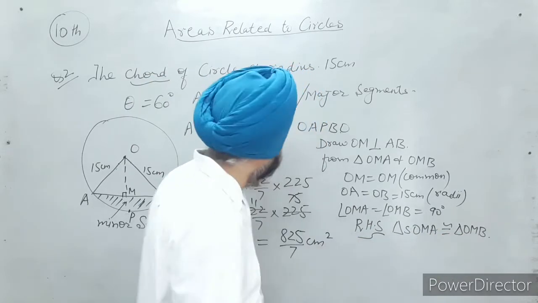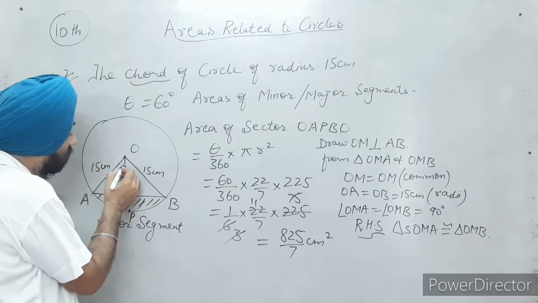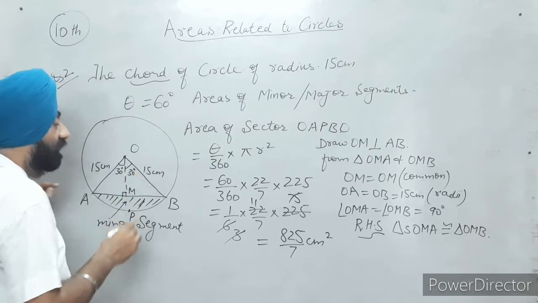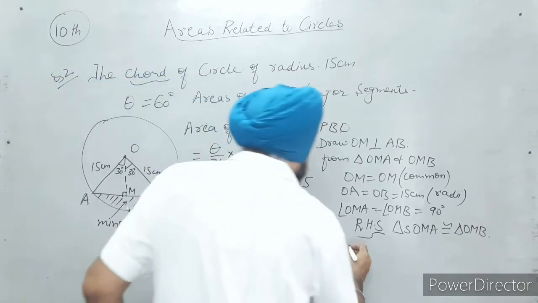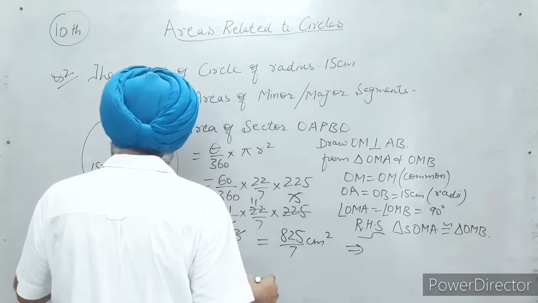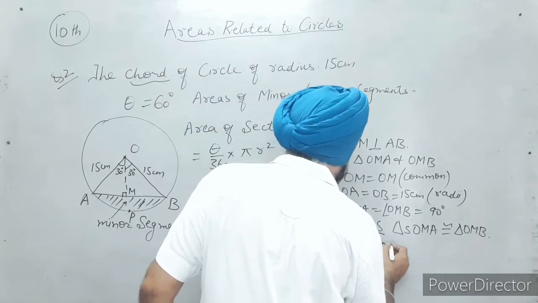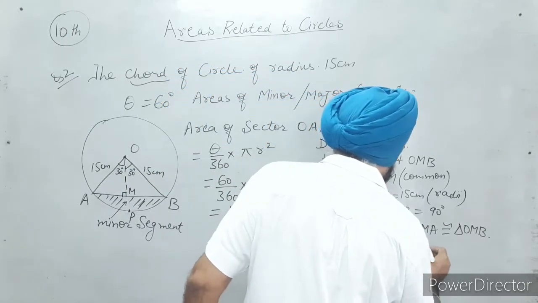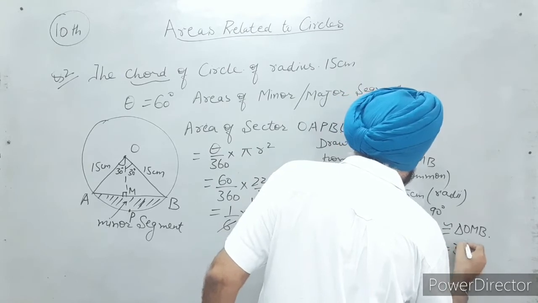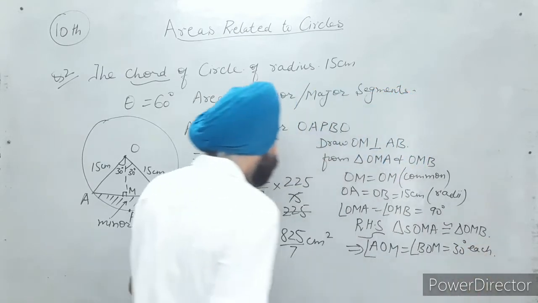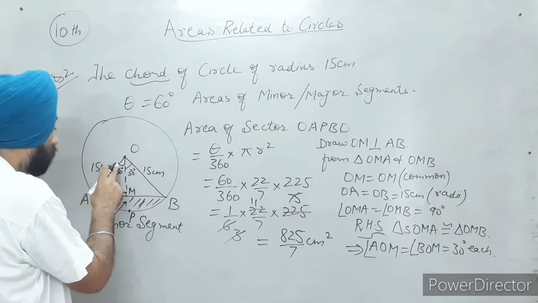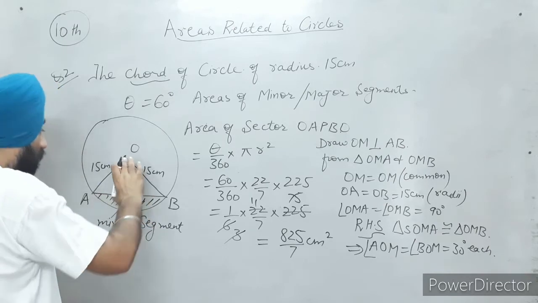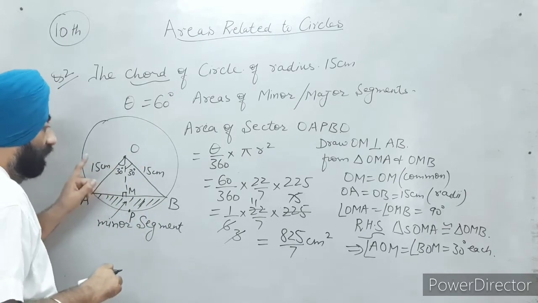Now if the triangles are congruent, that means the total was 60 degrees, this becomes 30, this becomes 30 degrees by CPCT, right? Which means that angle AOM equals BOM equals 30 degrees each. Total was 60 degrees, this angle is 30, this angle is 30. Now I need to find the base, I need to find the height of this triangle.